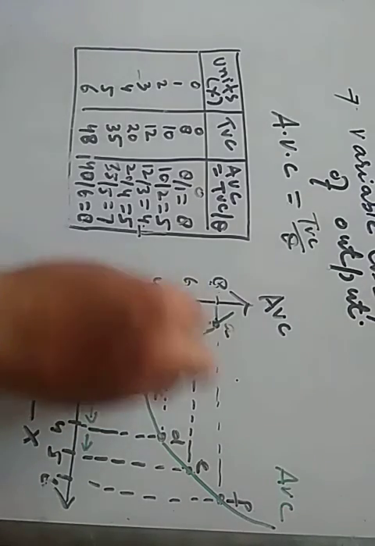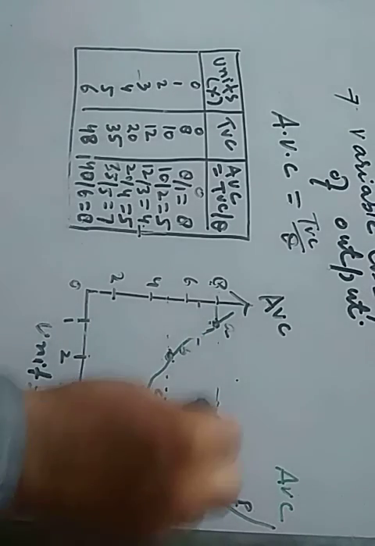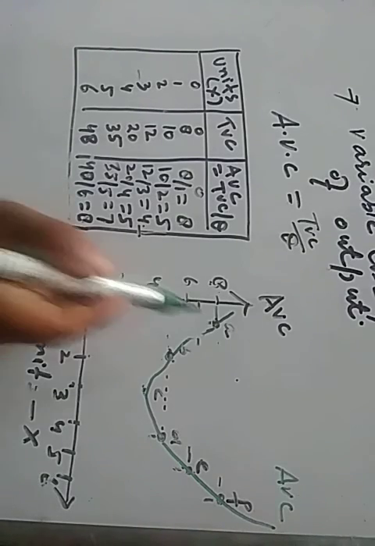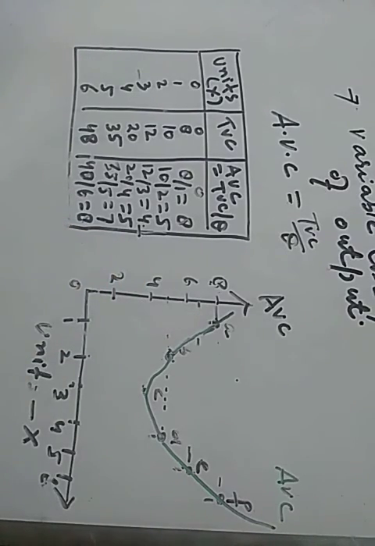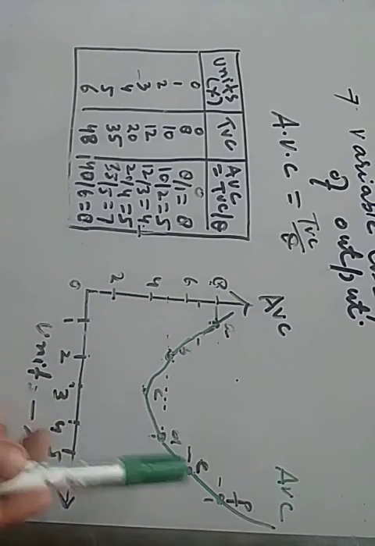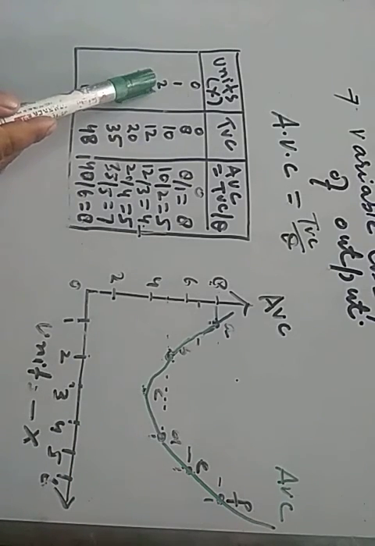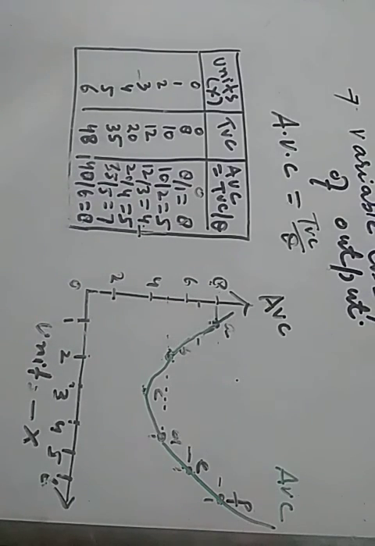We can rub these lines to make it more visible to you so that you can understand it easily. And these were the points A, B, C, D, E and F. These are the lookup pointers showing different levels of output and different values of average variable cost.